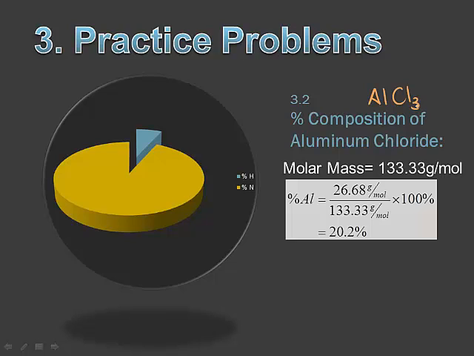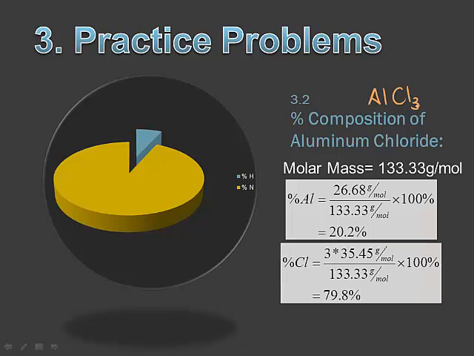Now doing the opposite calculation, we've got 3 chlorides, each of which weighs 35.45, of the entire molecule, which is still 133.33 grams, multiplied by 100 to get a value greater than 1, and that gives us 79.8%. Again, looking at the percentage values, they add together to produce 100 as a total.